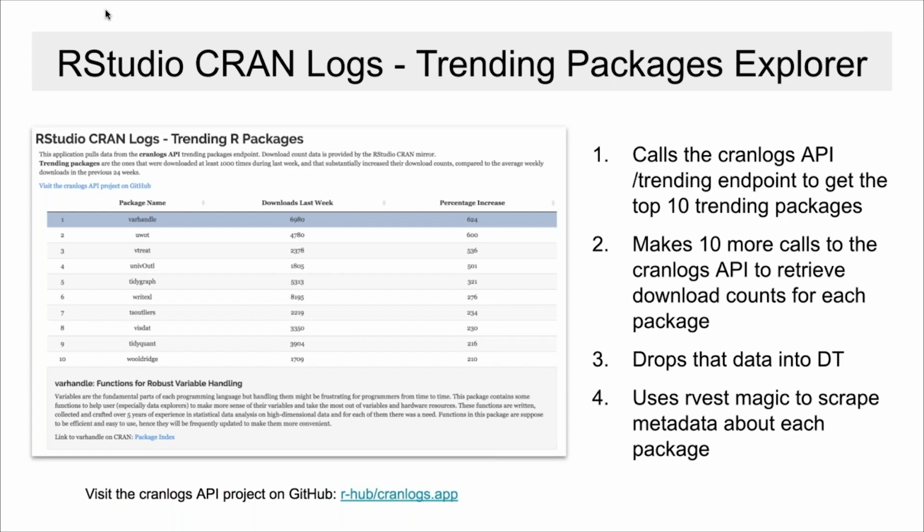Then I make 10 more calls to that CranLogs API to retrieve the download counts for each package. I put that data into DT here in the application, and then I use rvest magic to scrape out that metadata about each package at the point the user clicks on it.